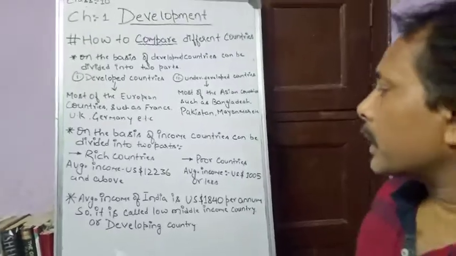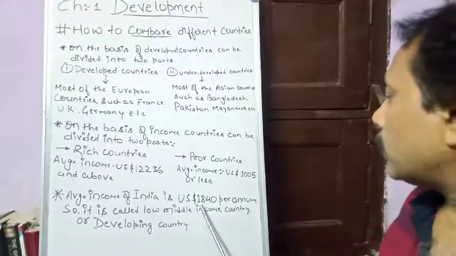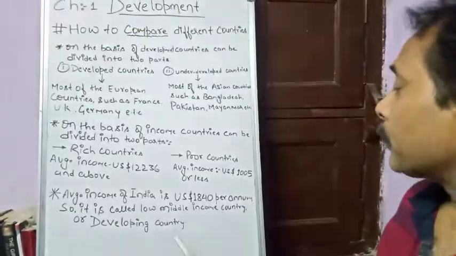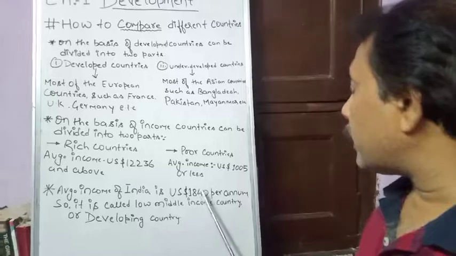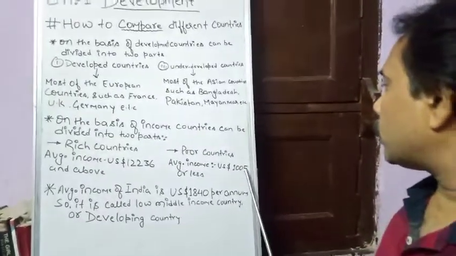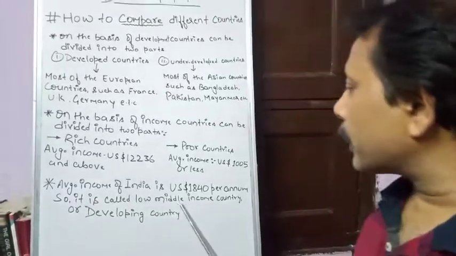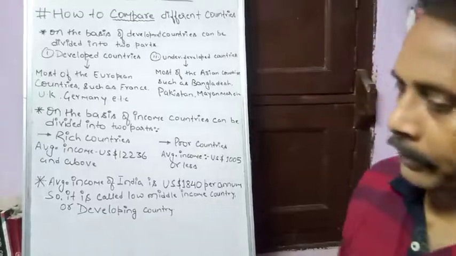If we think about our own country, India will come under the middle income countries, because here the annual income is $1,840. So 1,840 is more than 1,005. That's why sometimes we say our country is a developing country.